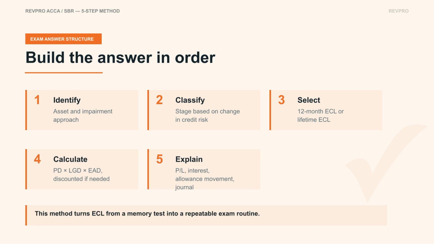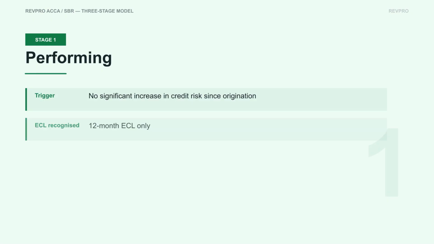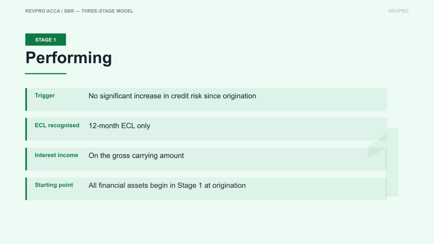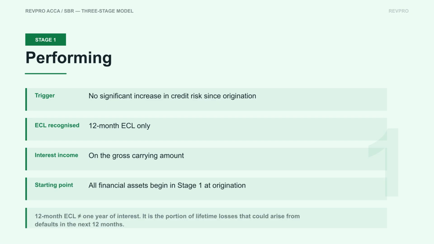Use this method every time. Step 1. Identify the asset and impairment approach. Step 2. Decide the stage using evidence since initial recognition. Step 3. Select 12-month ECL or lifetime ECL. Step 4. Calculate the allowance using PD, LGD, EAD, and discounting if the loss occurs in the future. Step 5. Explain the profit or loss impact, interest income, journal entry, and any movement in the allowance. This method stops you from writing random rules and helps you build a complete answer.